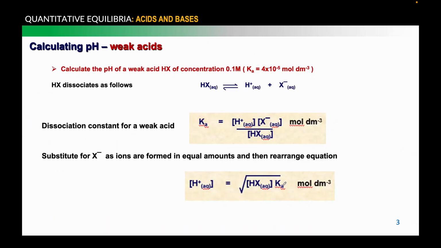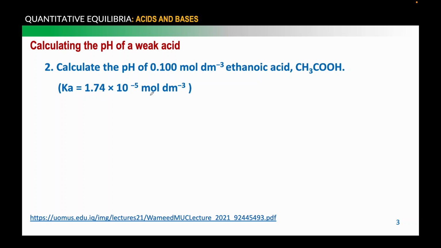Now second problem: calculate the pH of 0.1 mole per dm cube of ethanoic acid, and the Ka value is given. So same, students, here also you need to calculate pH. We will go by the same equation, but here I will put the direct equation.